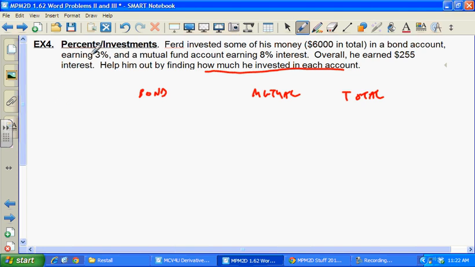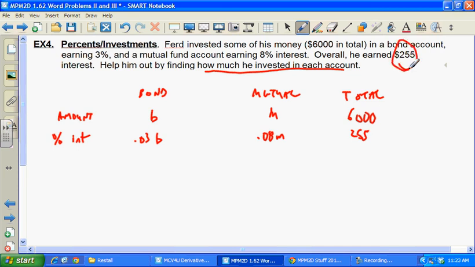And again, this is starting to feel similar to the last 3, but each situation is a little bit different. The amount that he put in the bond fund, we'll let that be B. The amount in the mutual fund is M, and that's what we want to find. In total, he invested $6,000. Here, the second line isn't the percent acid or the value of the peas and carrots or anything. This is the percent interest, right? And on the bond, he got 3% interest. Mutual fund, he got 8% interest and made $255 in total.